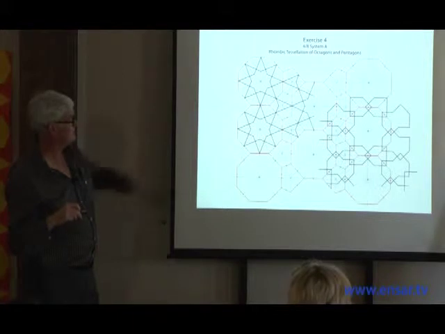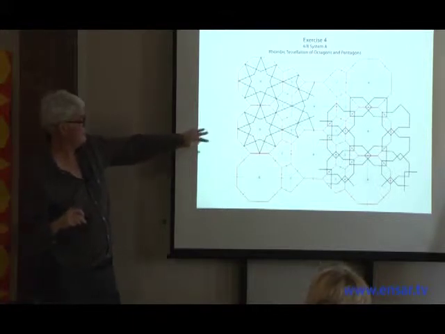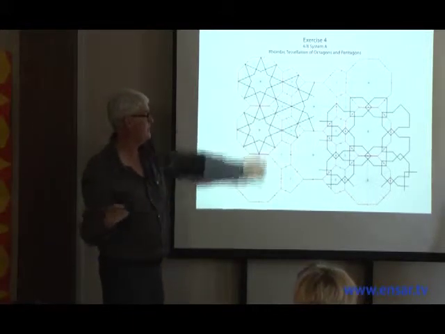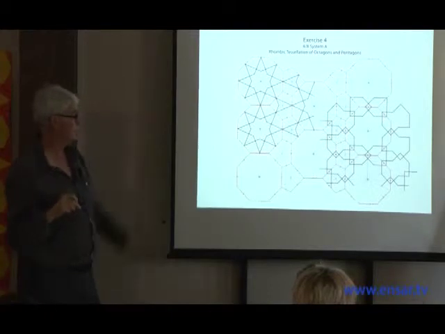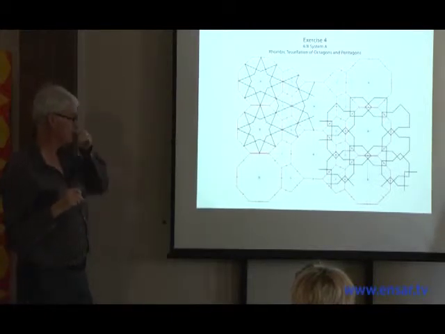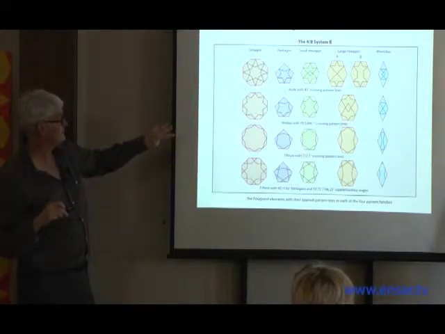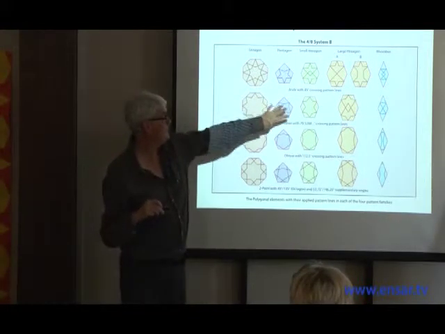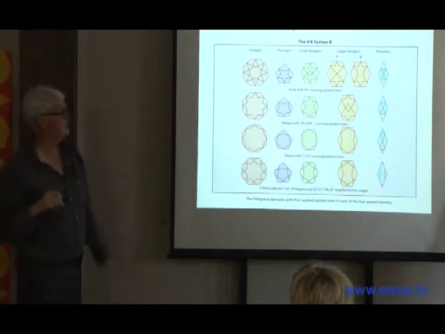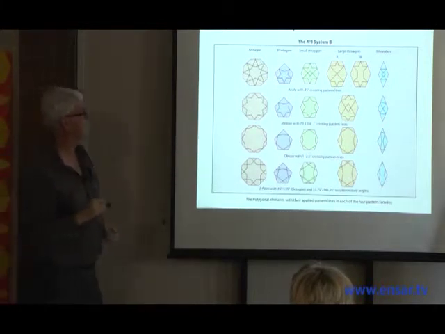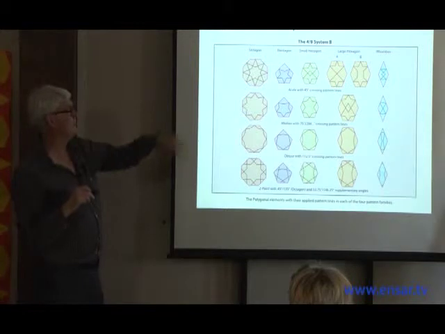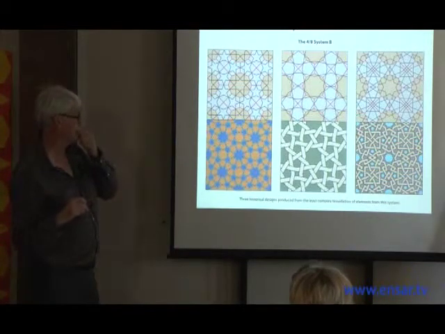This is an exercise we don't have time for, but this will be here if you want to look at it to show how a nice pattern can be made. This is the 4-fold system B. Look, it's many fewer parts. Not as many tessellations tend to be made, but a huge number of patterns in the history of Islamic geometric design are made from this system.